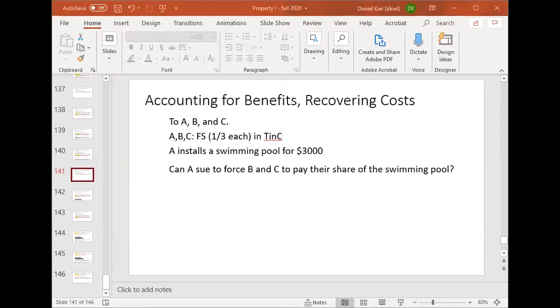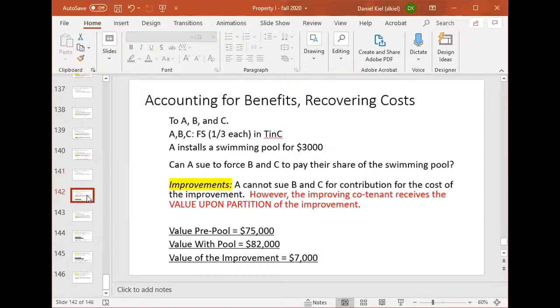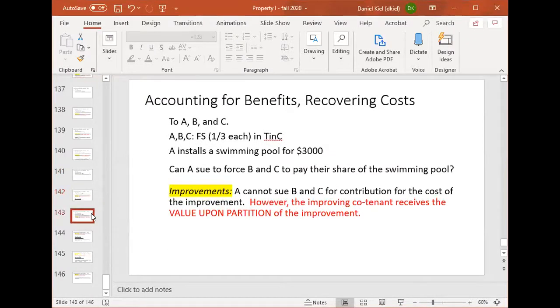So you can see most of you guys say no, they should not be able to recover for the overpayment for an improvement. And that is, again, kind of right. Okay, kind of correct. So improvements are slightly different, but similar in that there is no right of contribution or reimbursement or anything during co-tenancy.